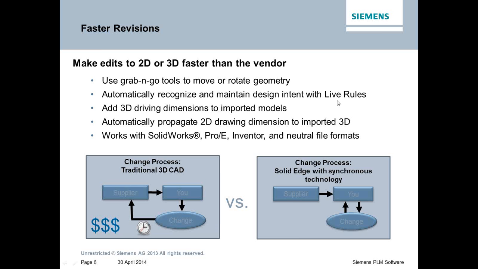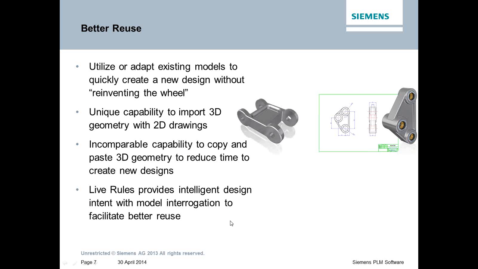We also have a tool built inside of Synchronous Technology called Live Rules, which allows us to automatically capture the design intent of the model, and it'll make changes very quickly to the part. And again, we'll talk a little bit about how we can apply dimensions directly to the solid model versus the 2D sketch, and how that makes making those changes very quick as well. So basically, using Synchronous Technology to revise parts faster, the bottom line is going to save your company a lot of money. And then the last thing we'll talk about is better reuse.